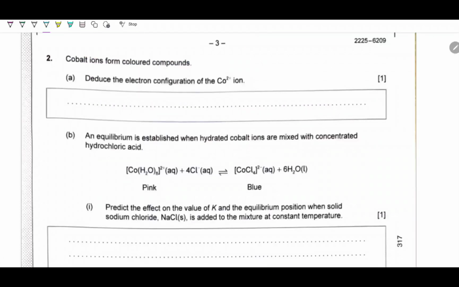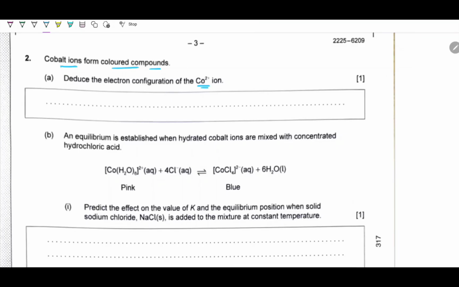Next, question 2 says cobalt forms colored compounds. Deduce the electronic configuration of the Co2+ ion. We know that cobalt's atomic number is 27 as per the data booklet, and when it loses 2 electrons, it forms the Co2+ ion. The configuration of cobalt is 1s2, 2s2, 2p6, 3s2, 3p6, 4s2 and 3d7.